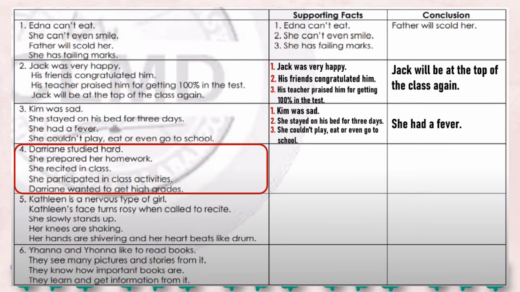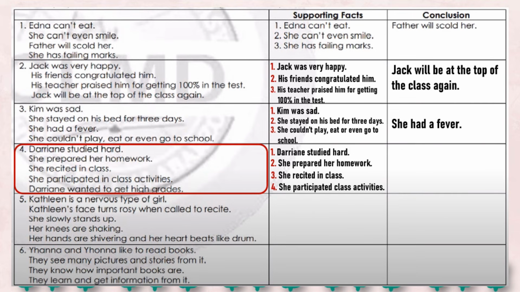The supporting facts are, Darian studied hard. She prepared her homework. She recited in class. She participated in class activities. And the conclusion is, Darian wanted to get high grades.